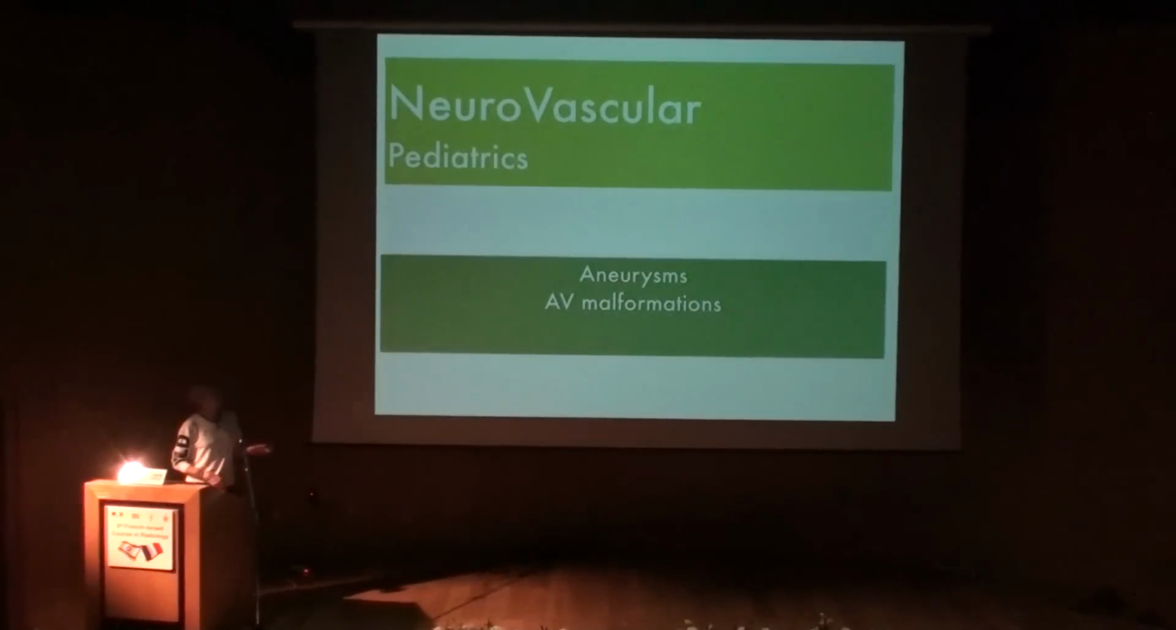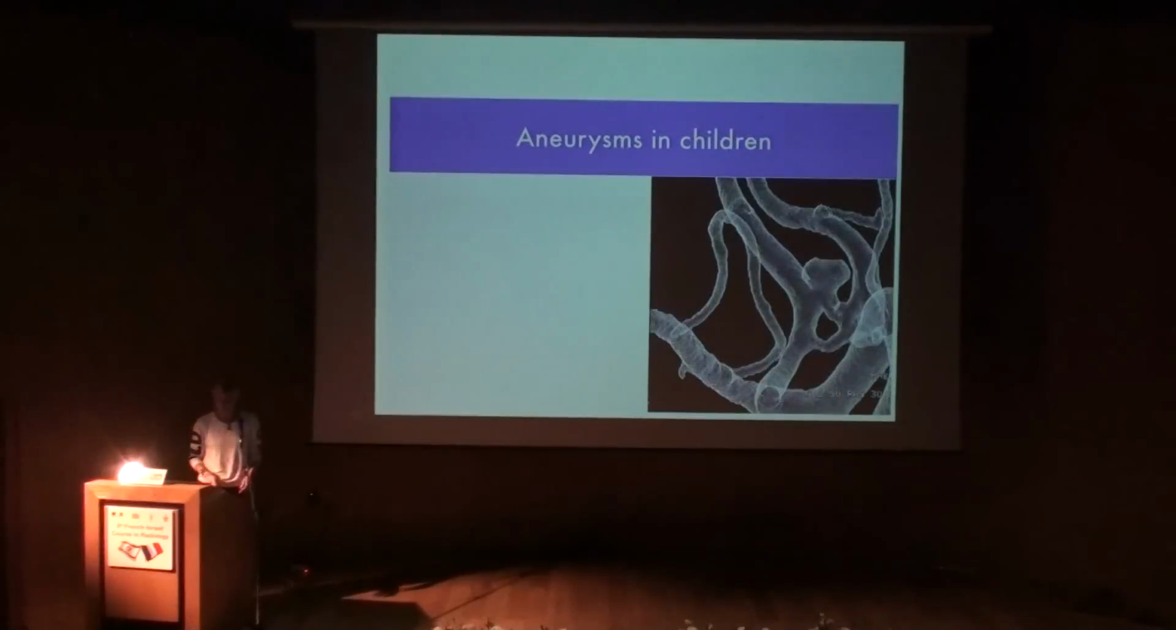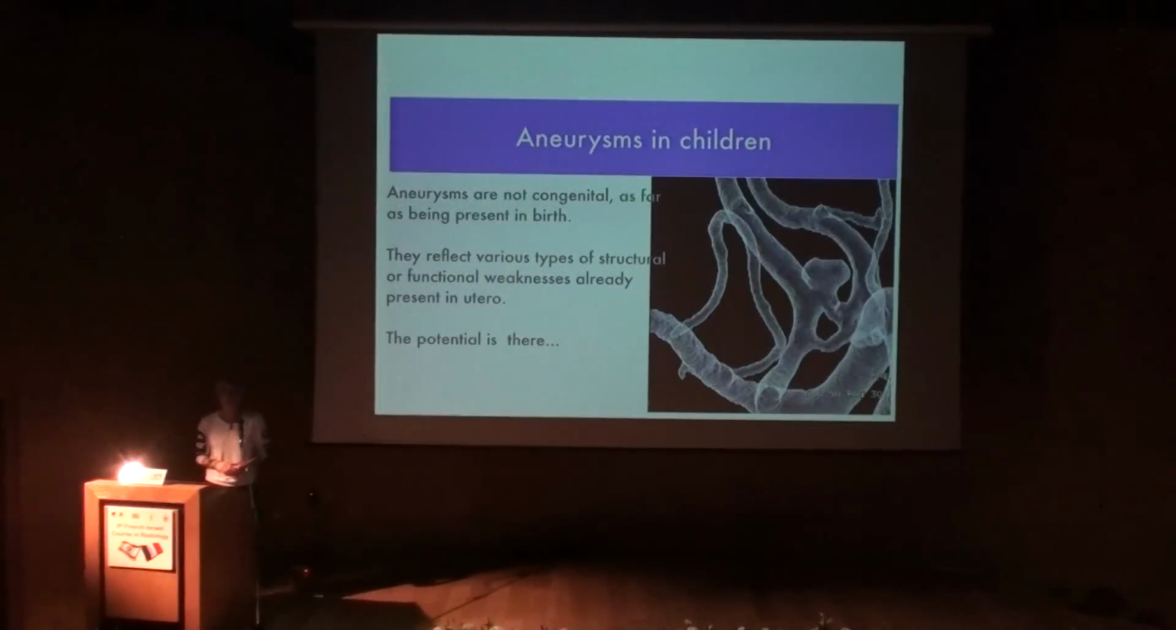I'll talk about aneurysms and then a little bit about AV malformations in the pediatric group. Aneurysms in children. Aneurysms are not a congenital disease as far as being present in childhood. If you scan a fetus or a child that was born, you're not going to see aneurysms, 100%. But they reflect various types of structural or functional diseases, and the potential is there even when we are born.